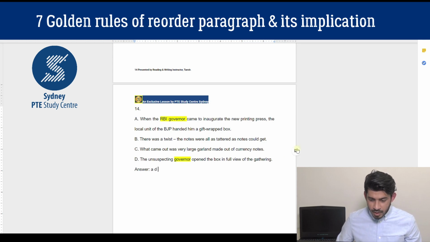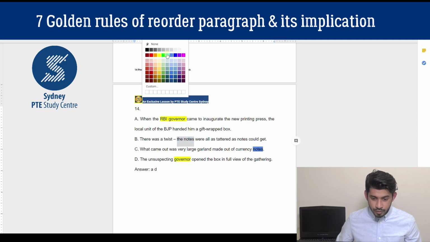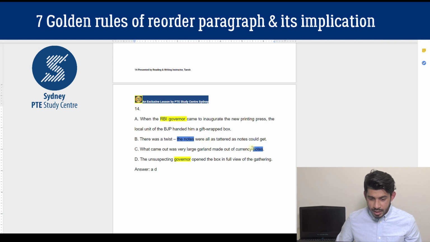Now between these two sentences, I have got another word clue, notes, and the notes. I have an article before my subject, which will come later on. So between B and C, I can note that the two will make a pair because of the same words, notes and notes. And B has an article before the subject, so B comes after C. So C, B is my next pair.